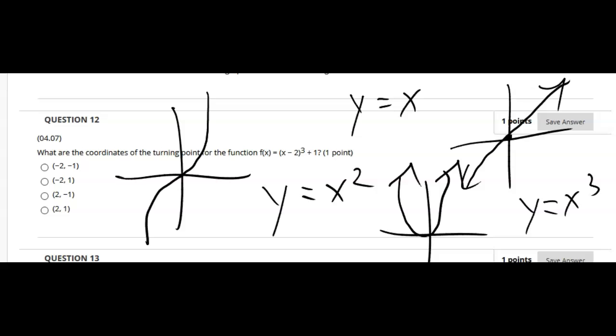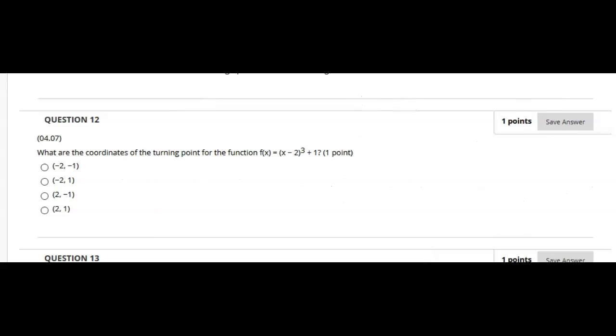Now everything else is just a modification of the parent function. So this function is a modification of the cubic function y equals x cubed, which, let me use a different color for the graph, is this. So that's the cubic function.